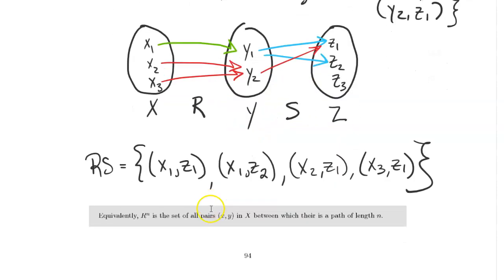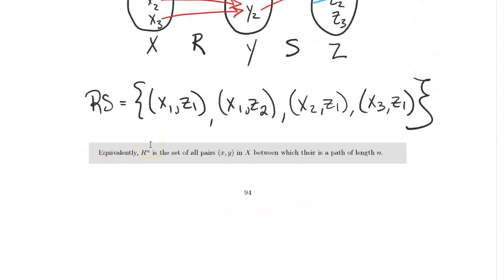There's a comment here at the bottom. It says, equivalently, R^n is the set of all pairs xy in between which there is a path. I, of course, spelled the word there wrong. That's embarrassing. Between which there is a path of length n. I need to comment on that a little bit. There's a proof in this that we're not even doing, but we can at least talk about it.